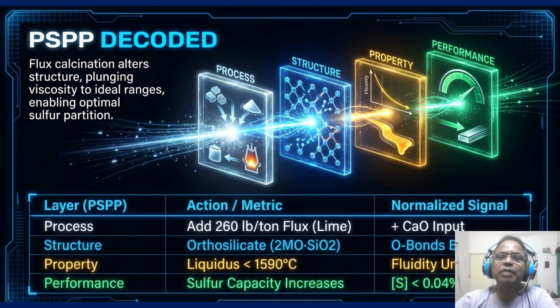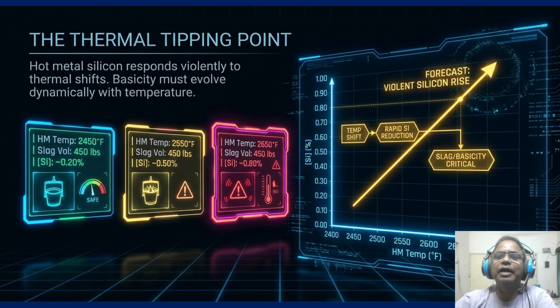So coming to the thermal tipping point at 2650 degrees centigrade, silicon rises violently. So keep basicity dynamic. A hot furnace is not always a healthy one. So we have to keep the thermal regime optimum, not very hot and not very cold.